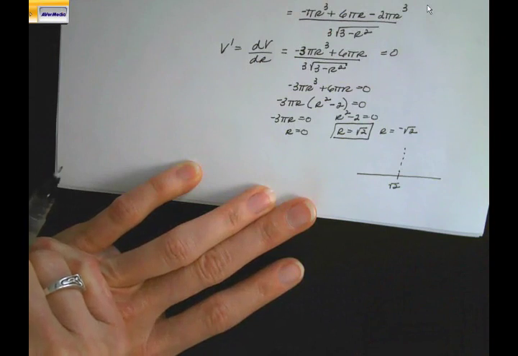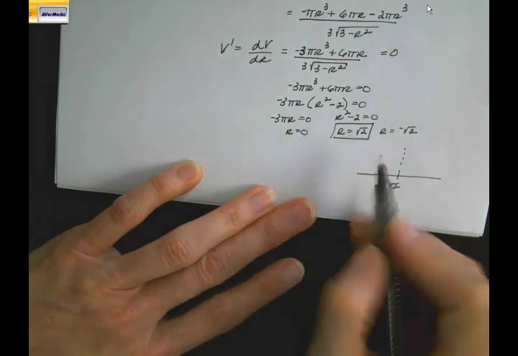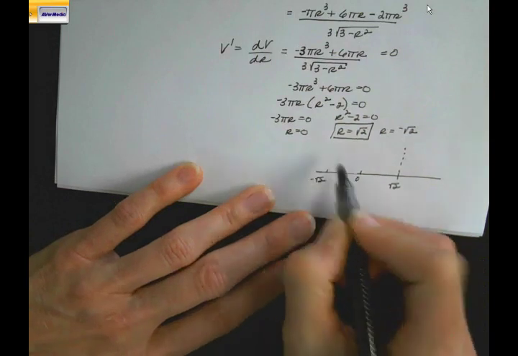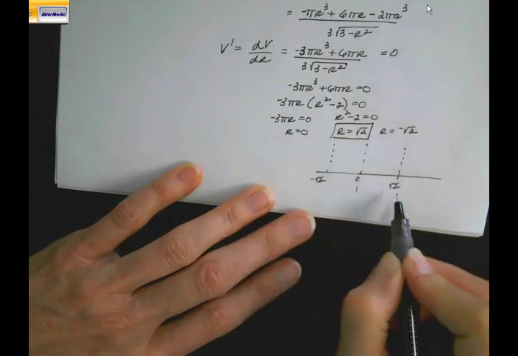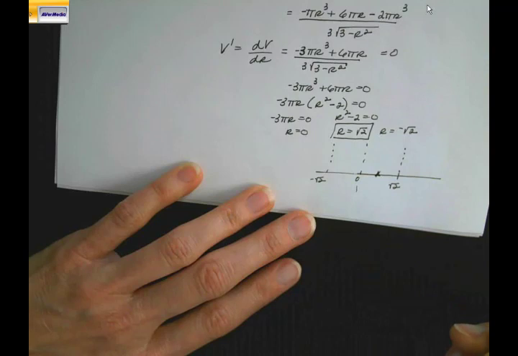Now, be really careful when you pick your test points, because you've got to be to the right of 0, right? 0 is over here, and negative square root of 2 is over here, but the only one we're interested in is the square root of 2. So you pick a test point, it's got to be greater than 0. Something bigger than 0 and less than the square root of 2, you could pick 1.